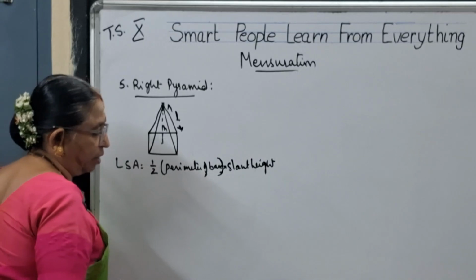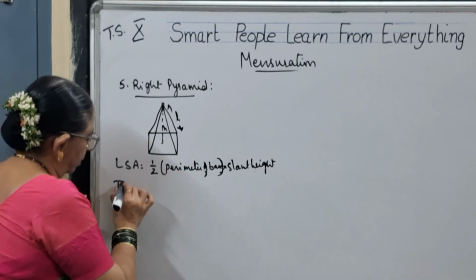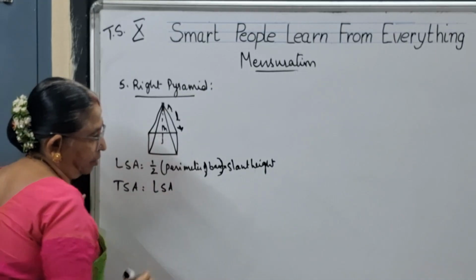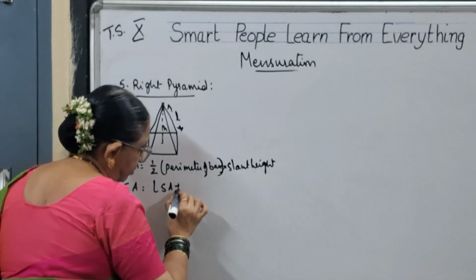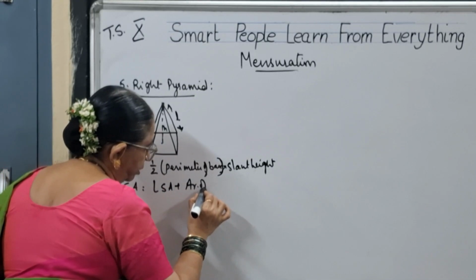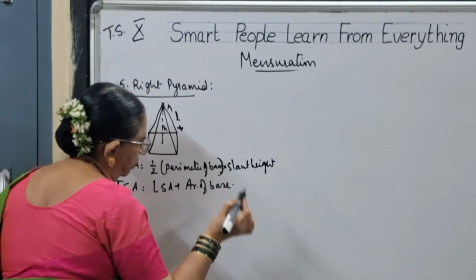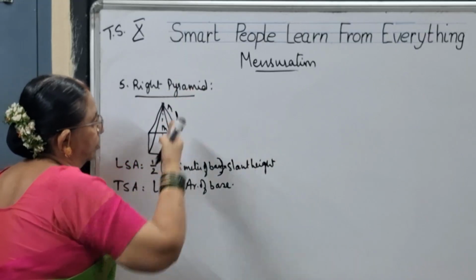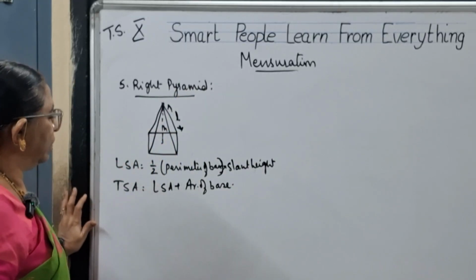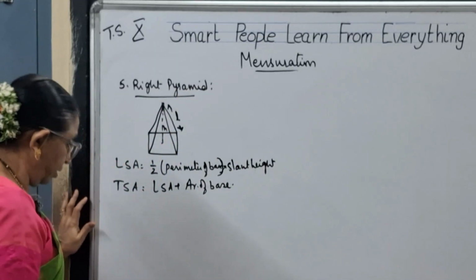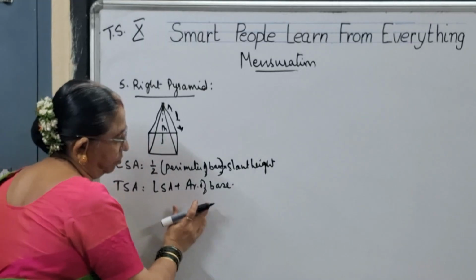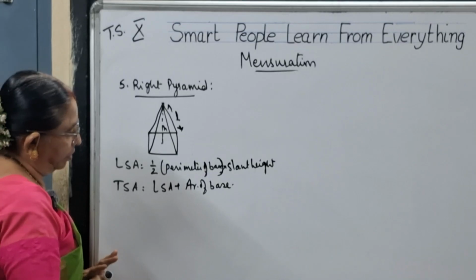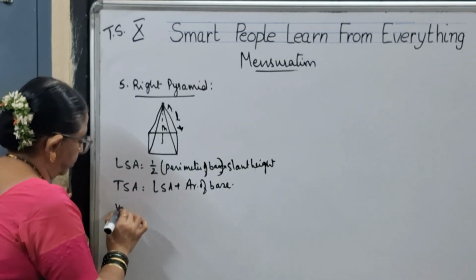Then after lateral surface area, total surface area is nothing but lateral surface area plus area of base. In the earlier case, we wrote twice the area of base because there is a bottom and a top also. Here it is not like that. That is why only one base is there. So we call it lateral surface area plus area of the base. And then volume.